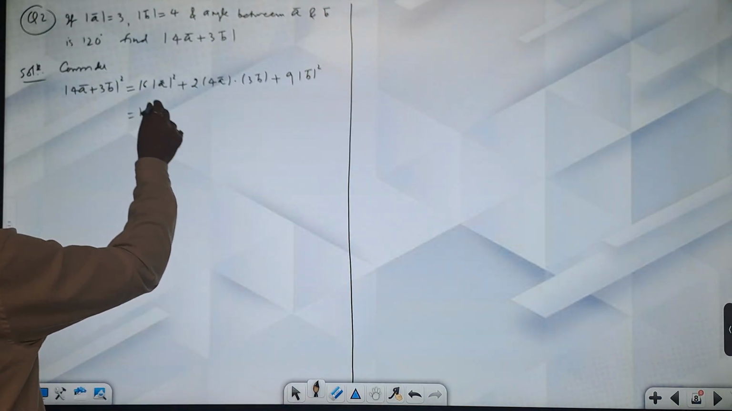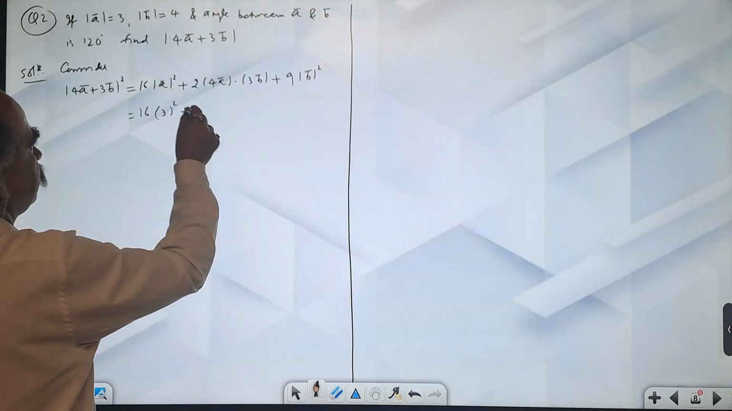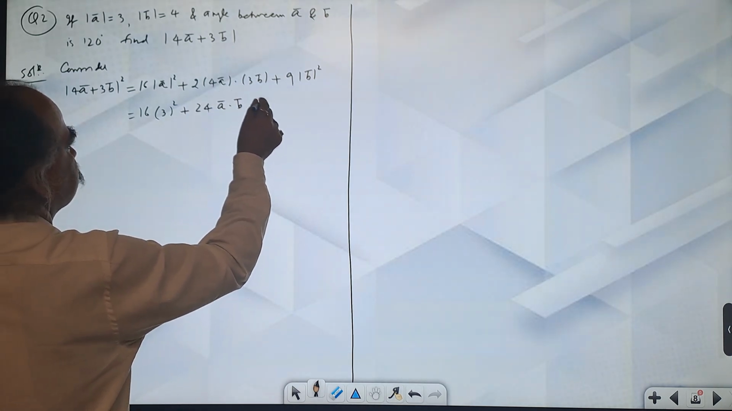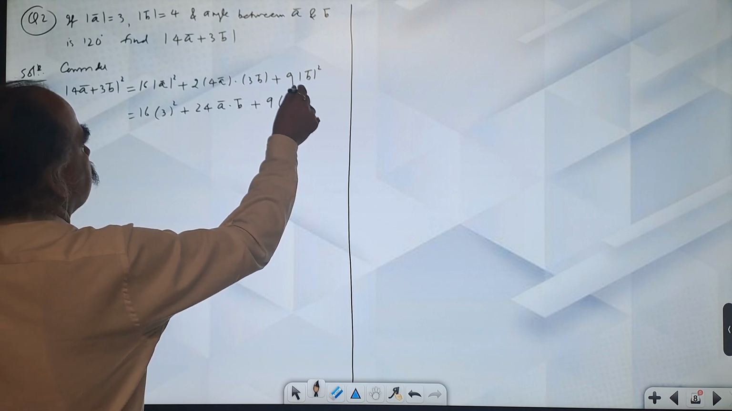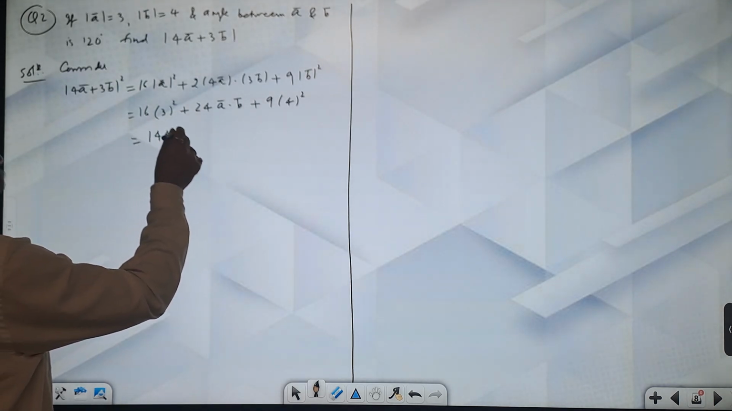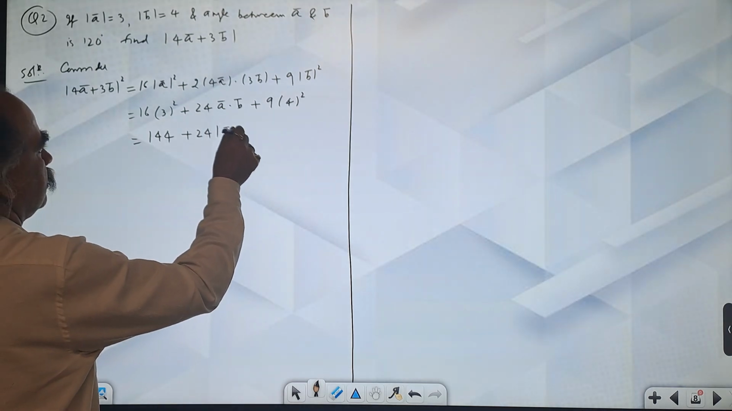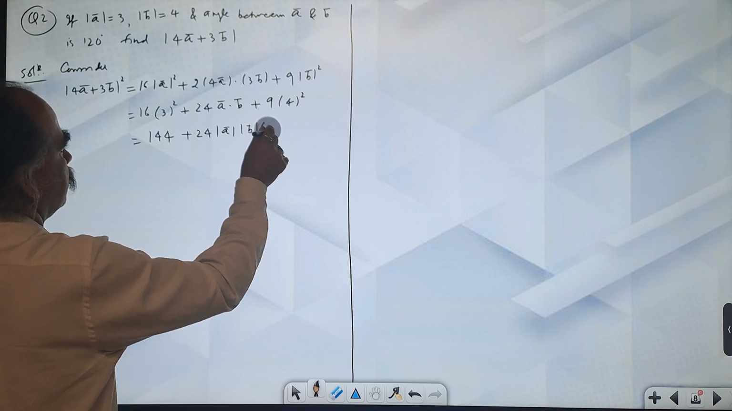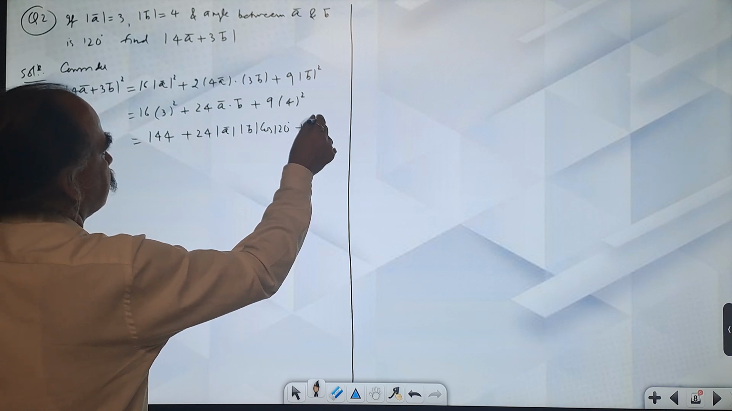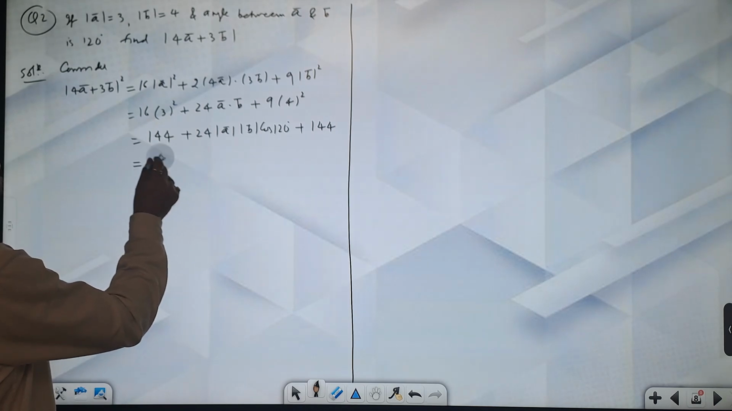Sixteen into magnitude of A bar square is what? 3 square. 2 into 4 into 3 is 24, A dot B, plus 9 times 4 square. 16 times 9 is 144, plus 24 into mod A bar mod B bar cos 120 degree, plus 9 times 16, this is also 144. 144 plus 144 is 288.